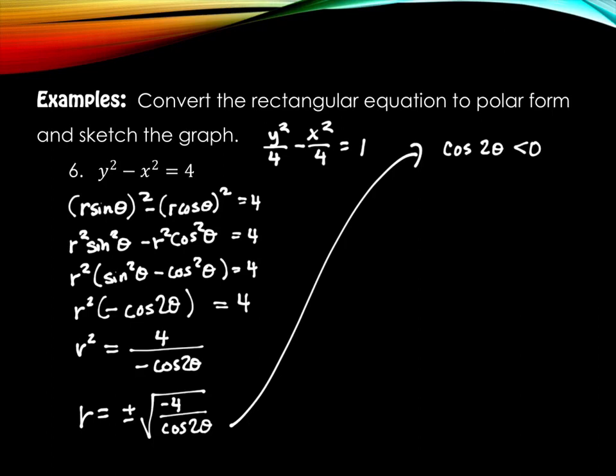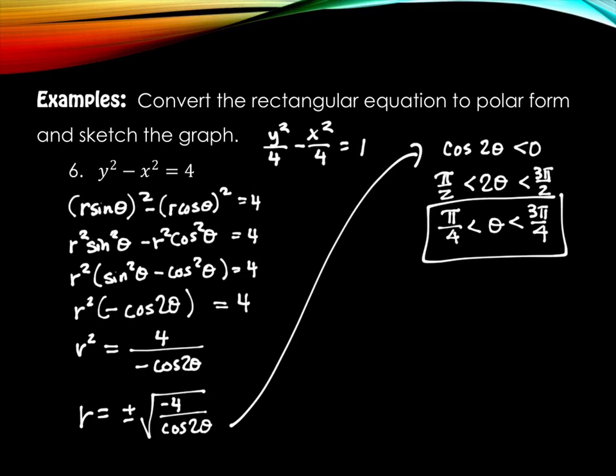So if we take a look at when this happens, a cosine graph is negative from pi over 2 to 3 pi over 2. Right, the left-hand side of the graph, unit circle stuff. And if we divide by 2, because it's 2 theta, it'd be pi over 4 to 3 pi over 4. So this is our theta measure that we need to be using.